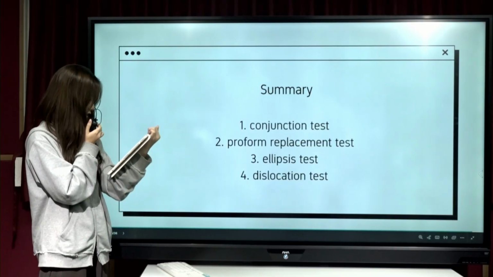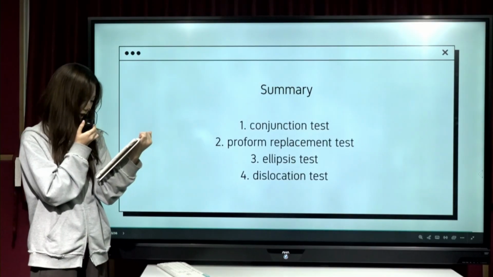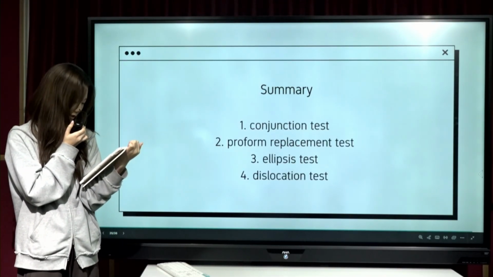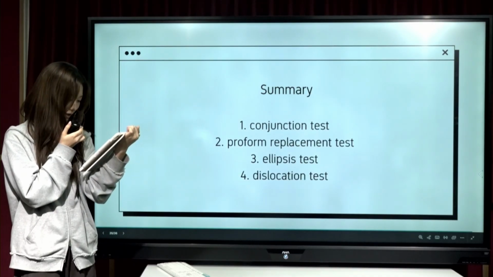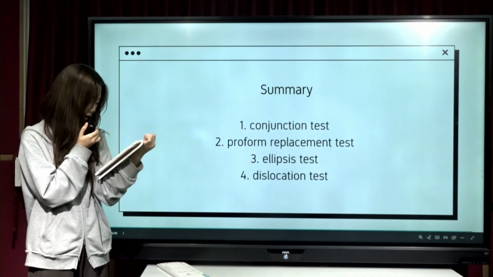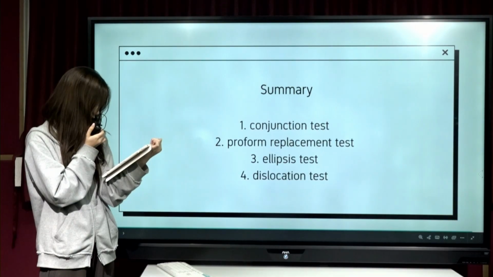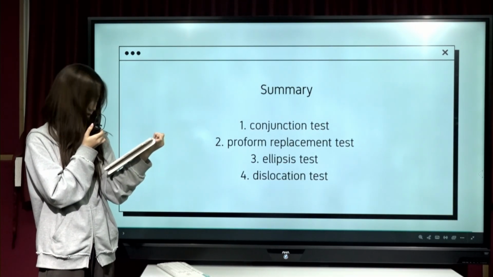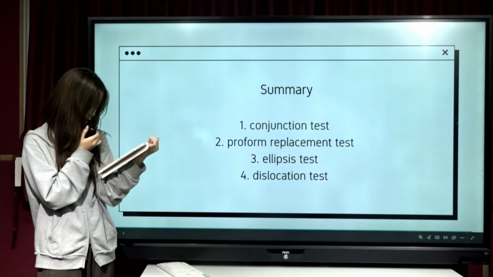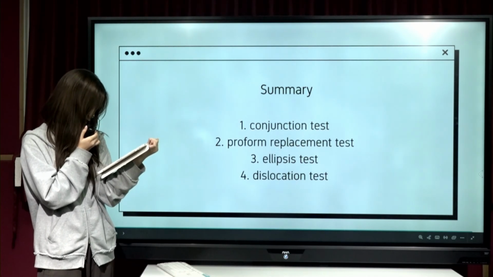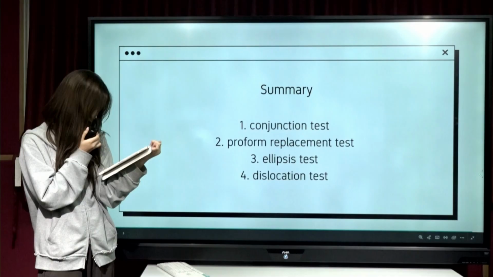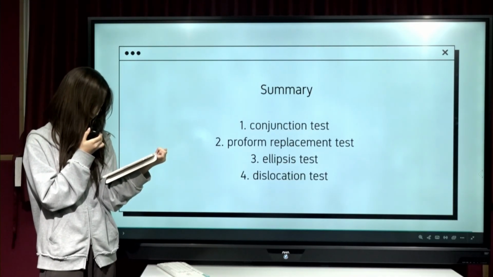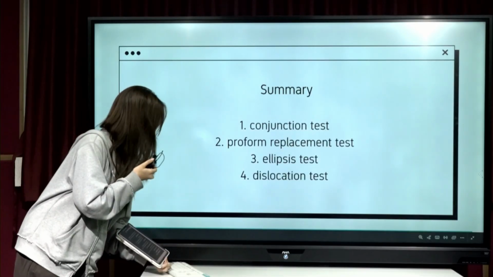Conjunction test: if words can be joined with "and" or "or," they form a constituent. Proform replacement test: if a phrase can be replaced by a pronoun or a proform, it is a constituent. Ellipsis test: if a phrase can be left out and the sentence is still grammatical, it is a constituent. And finally, dislocation test: if a phrase can be moved to the front or back of a sentence, it is a constituent. Thank you.